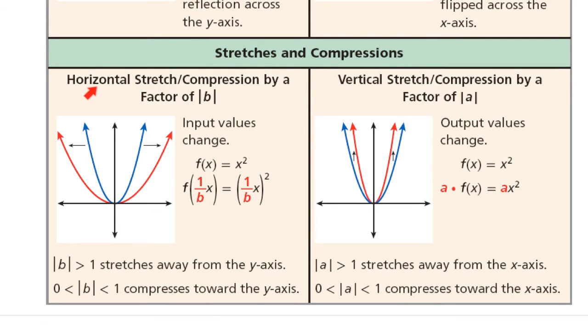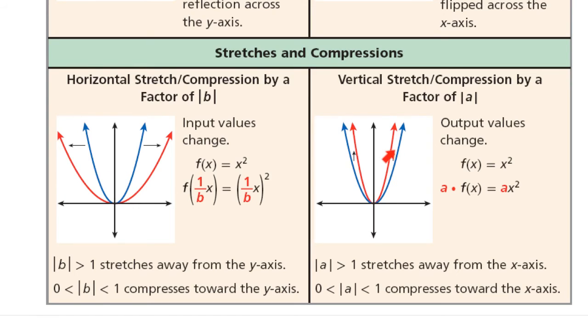Stretches and compressions. A horizontal stretch is going to affect your x values, and so you'll see that next to your x value in parentheses. And if your b down here, this is written as a fraction, which is kind of weird, but if your b is greater than 1, it's going to be stretched away from the y-axis. And if b is between 1 and 0, it's going to be moved towards your y-axis.